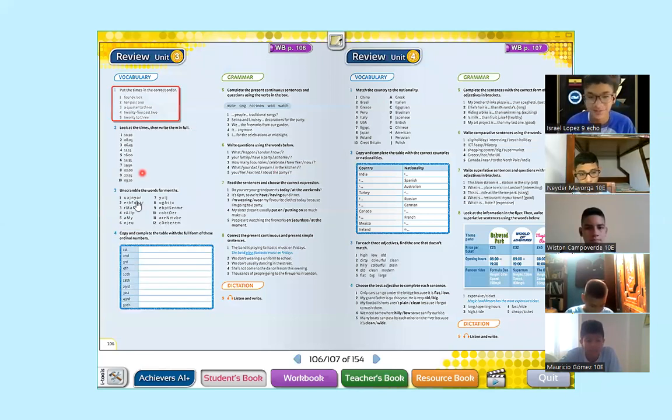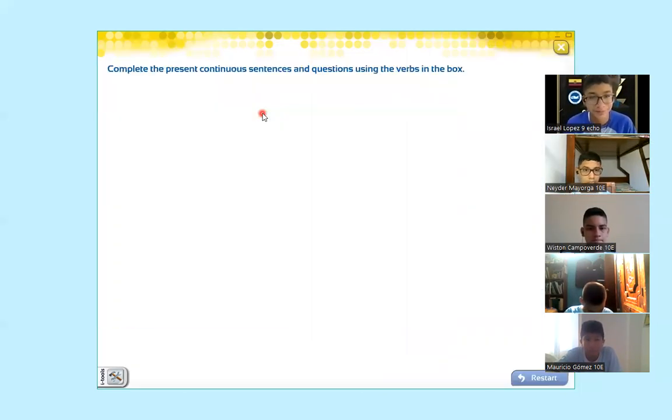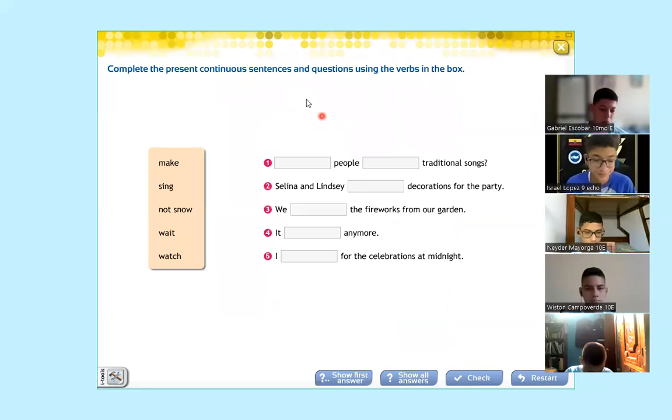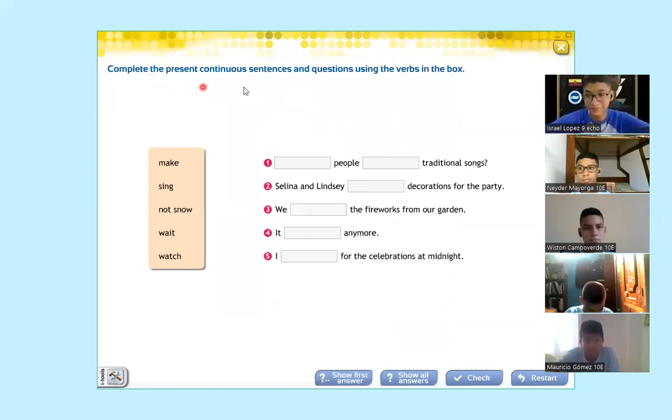We finished the vocabulary. Now we go to grammar. Alan, thank you very much. Alan, complete the present continuous sentences and questions using the verbs in the book.